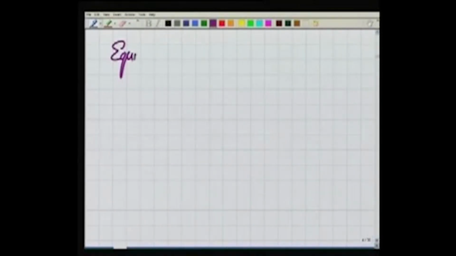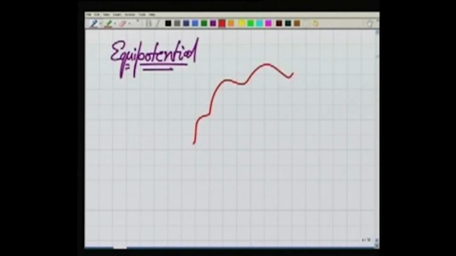Now, that kind of surface which is equipotential, what is the meaning of that? The meaning is, if this is my earth, all over the earth I can define a surface, and everywhere I can define the line of gravity, which is called the plumb line.